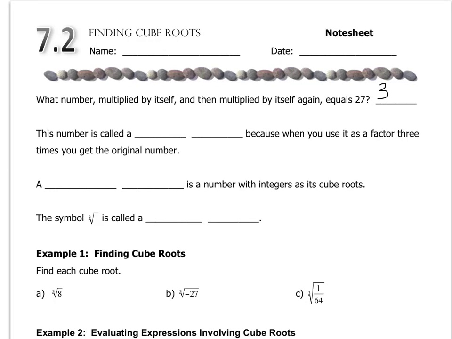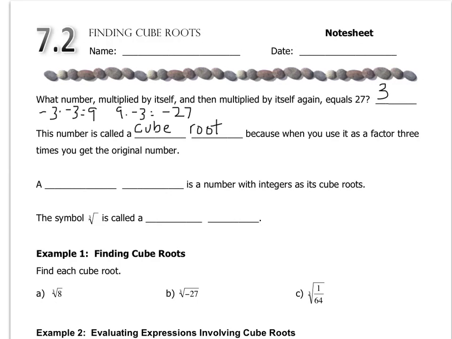Unlike the last note sheet, -3 doesn't work, because -3 times -3 is +9, and then 9 times -3 is -27. So cube roots don't have 2 answers like square roots do. Anytime you have an even root, it's going to be positive and negative, and the odd ones are going to be just one answer. But this number, like I said, is called a cube root because when you use it as a factor 3 times, you get the original number.